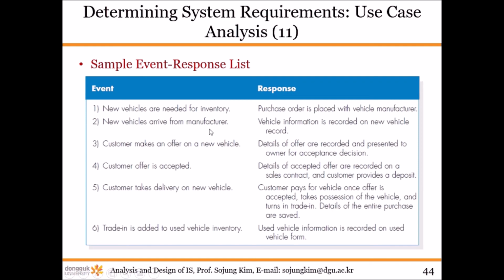New vehicles arrive from the manufacturer. Vehicle information is recorded on the new vehicle record. Definitely, inventory should be updated, right? Customer makes an offer on a new vehicle. Detailed offers are recorded, and then presented to the owner for the acceptance decision. And the customer's offer is accepted. Details of the accepted offer are recorded on the sale contract, and the customer provides the deposit. Okay, so that the customer can make a contract with the dealer, right?